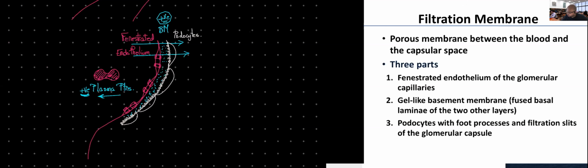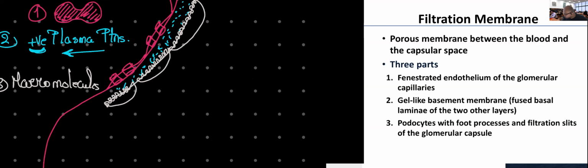So the first thing that won't get filtered are the blood cells. Second thing is going to be the plasma proteins. A third thing that won't get filtered are the macromolecules. Large chemical compounds can't get filtered. Why? Because they are larger than the filtration slits between the feet of the podocytes.